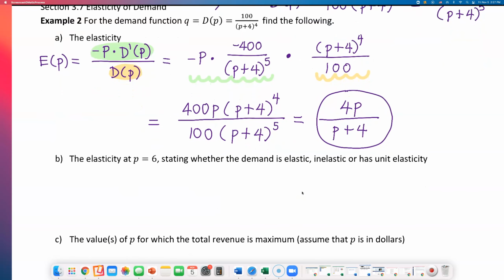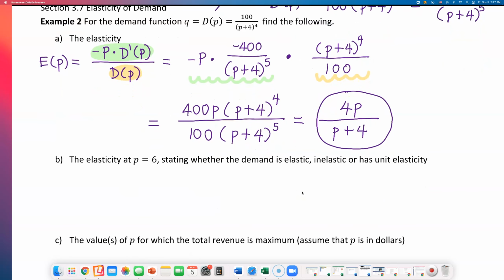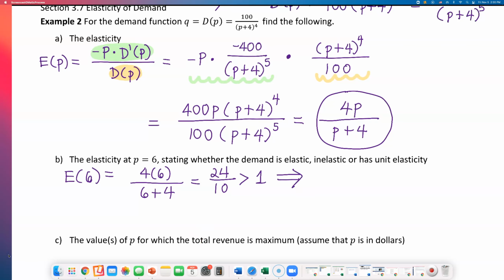Now what? They want us to find the elasticity at P equals $6. So let's find E of 6. What will happen if I plug 6 into this formula? All right, let's see. 4 times 6 divided by 6 plus 4. That is 24 divided by 10. And this is definitely greater than 1. So what does that mean? They want us to state, oh, where was I? So it came out to be greater than 1, which means the demand is elastic.